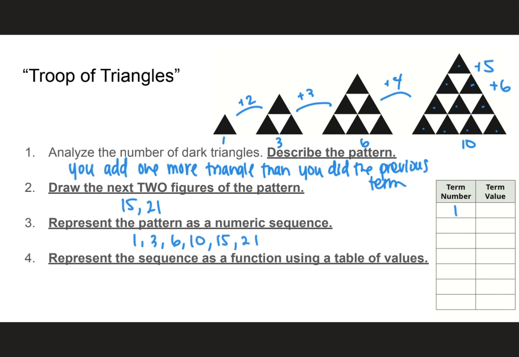So starting with term number 1, we had 1. At term number 2, we had 3. Term 3 was 6. Term 4 was 10. Term 5 was 15. Term 6 was 21.